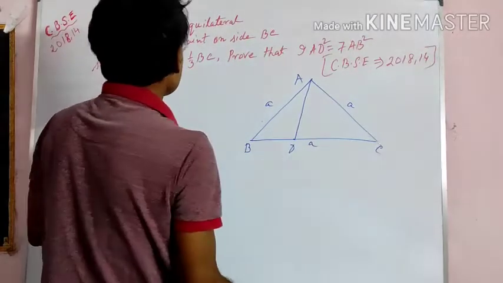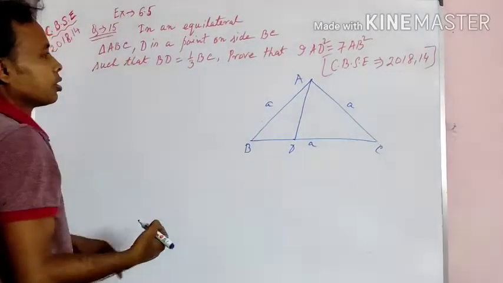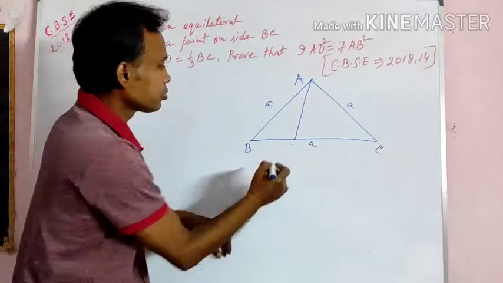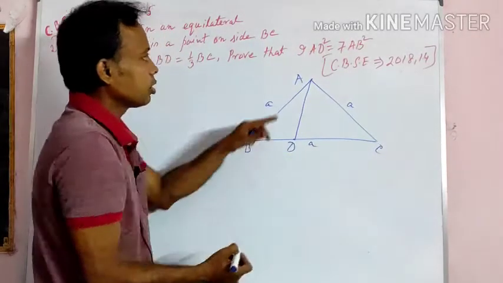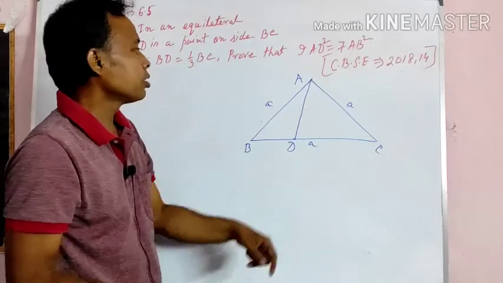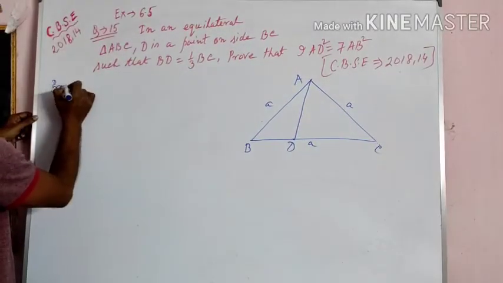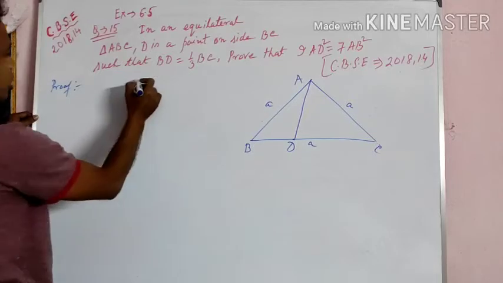Okay. So you have to prove 9AD square is equal to 7AB square. So let us prove it. Proof. Construction.